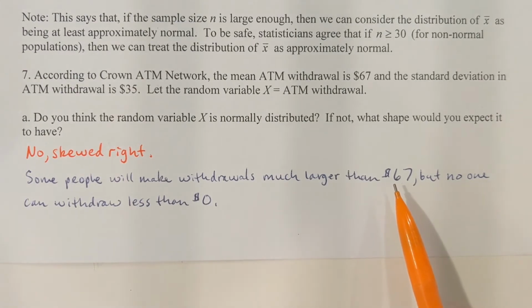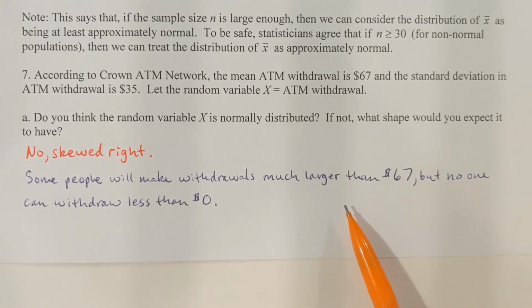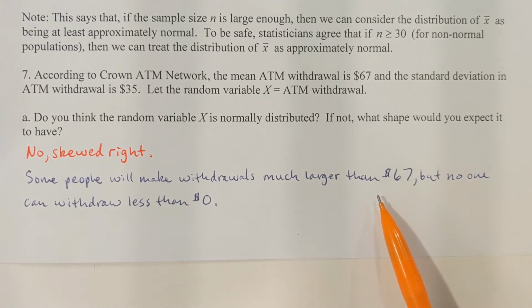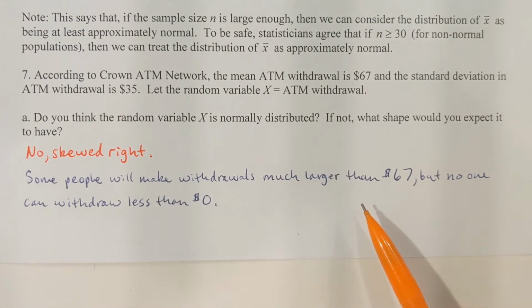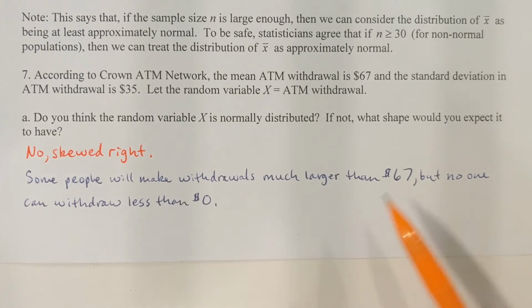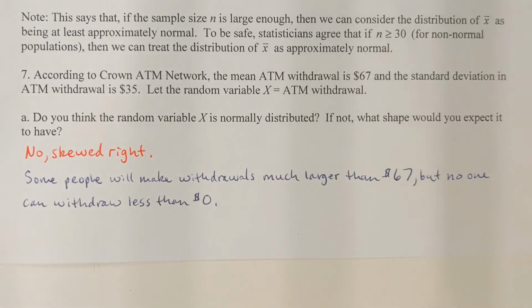You probably have significantly more people withdrawing less than $67 than more than $67, but you are going to have something that's skewed to the right, since the right tail would represent those individuals who are withdrawing hundreds of dollars from an ATM. Okay, so again, it's not going to look the same on both sides, is the point.